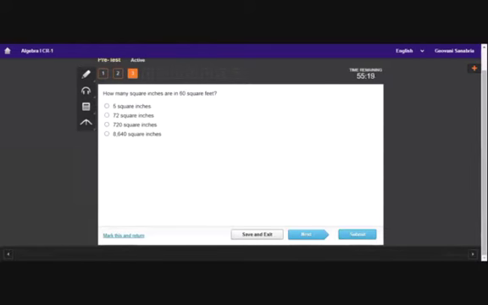How many square inches are in 60 square feet? Yeah, it'd be 12, right? 12 square inches is the same thing as 1 square foot. So I would write down 12 square inches equals 1 square foot. So then now you're just taking the 60 times the 12, I think. 720, something like that.